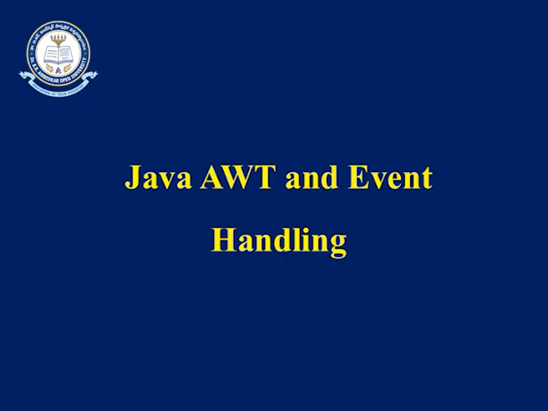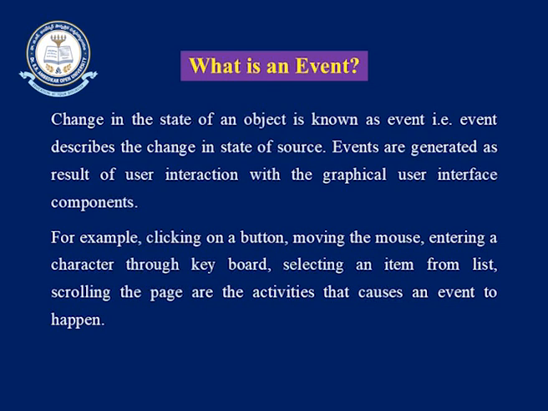So what is our title? Java AWT and event handling. Already we discussed AWT, Abstract Window Toolkit. Now we will discuss the event. What is meant by the event? An event, a change in the state of an object, is known as an event. An event describes the change in the state of the source. Events are generated as a result of user interaction with the graphical user interface components.